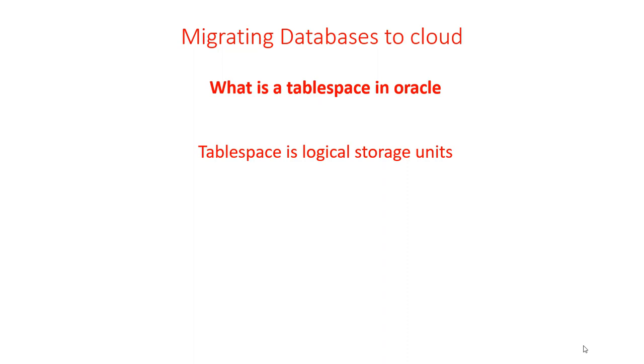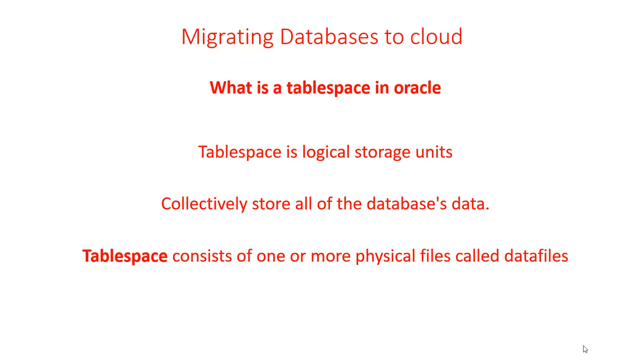So a tablespace is a logical storage unit. It's not physical. It's a logical grouping of data files. So it collectively stores all of the database data. This tablespace will contain multiple data files, which are the physical structure where the actual data is stored on those files. And the grouping of those files is called a tablespace. It's a logical unit, so it could contain one or more physical files. A tablespace could have a single data file or multiple data files.